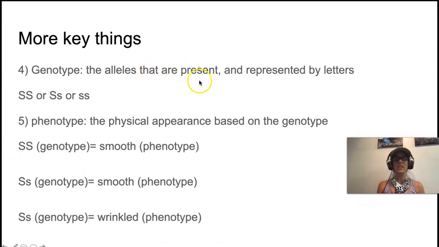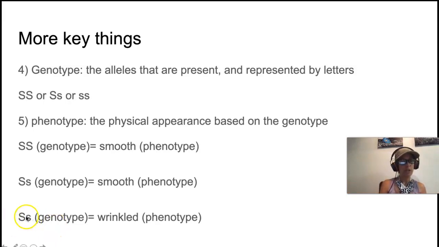So the genotype is the alleles that are present and represented by the letters, and the phenotype is a description. So if the homozygous dominant, two big S's, that is the genotype, we would say that looks smooth. That's the phenotype. One big S, one little s is the heterozygous genotype. What does it look like? It's still smooth because that uppercase allele, the dominant allele, doesn't obliterate the recessive allele. It's still whole, intact, and genetically present, but its features don't get to be seen in the phenotype.